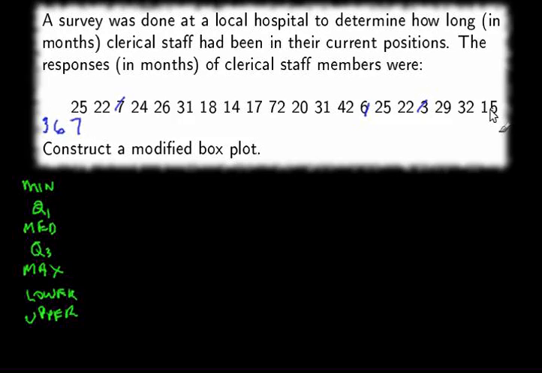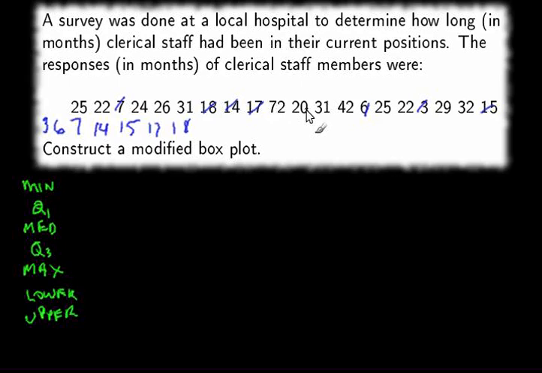Between 10 and 20, we have a 15, 17, a 14, and 18, and looks like that's about it. So 14, 15, 17, and 18. Those are all the numbers between 10 and 20.